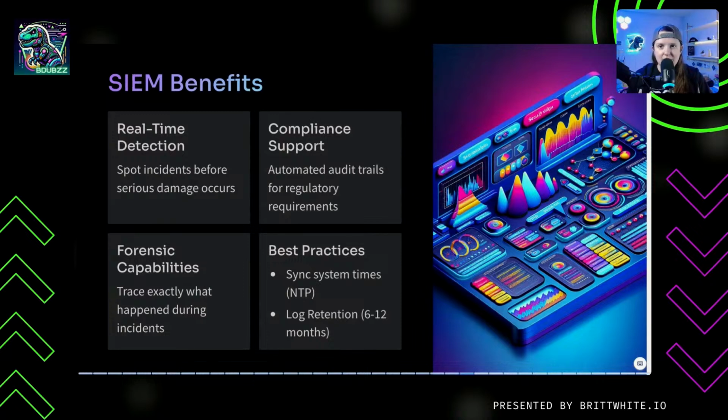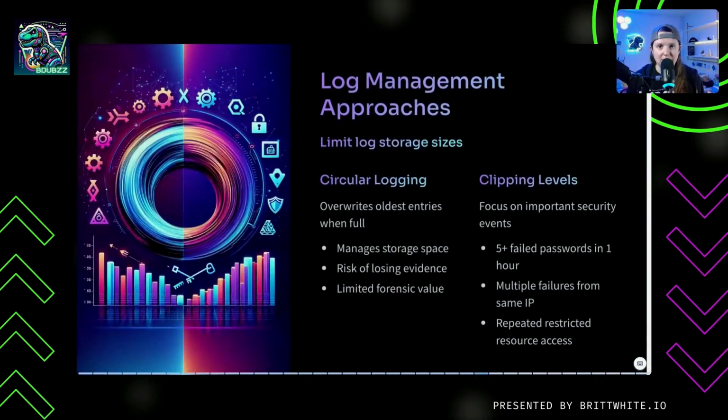Now we also have to manage our log sizes effectively. There's 2 main approaches we need to understand here: circular logging and clipping levels. Circular logging works like a revolving door. When the log file gets full, it starts overwriting the oldest entries with new ones. While this helps manage storage space, it comes with a significant risk. You might lose important forensic evidence that would be critical during an incident investigation. Clipping levels offer a smarter way to manage log files by focusing on only the most important security events, like having a security camera that only records when something suspicious happens.